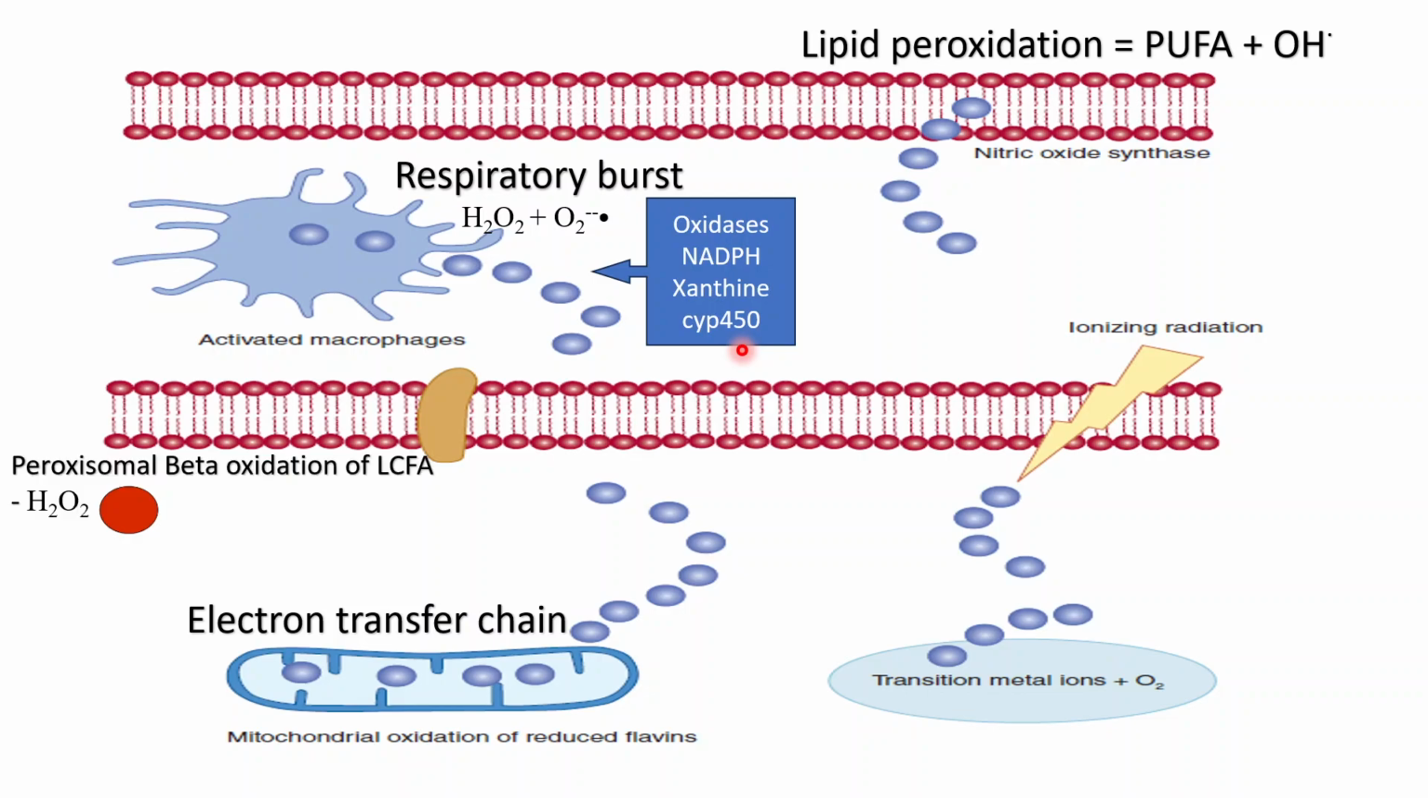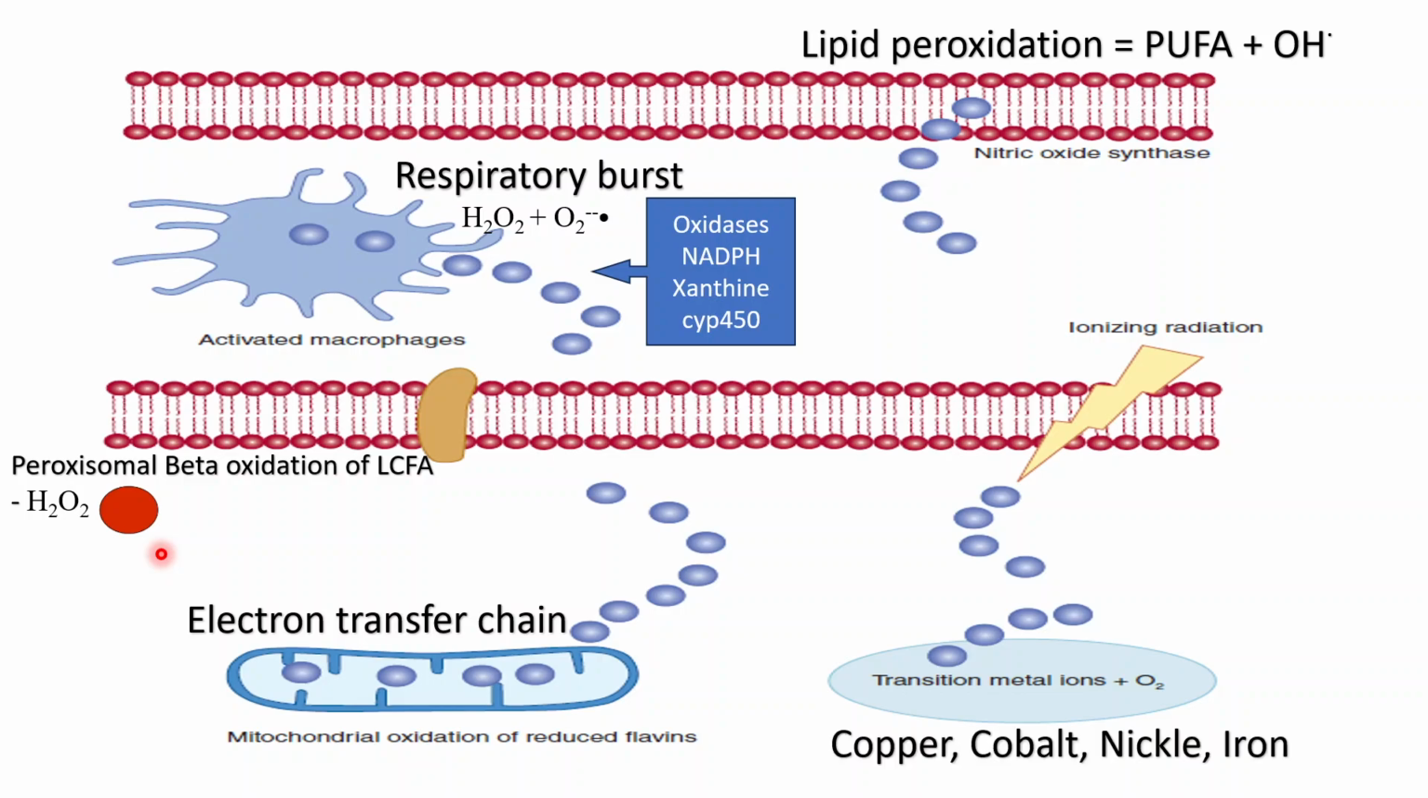Then in the case of peroxisomes, they undergo the beta oxidation of long chain fatty acids. This again is a potential source for generation of free radicals.